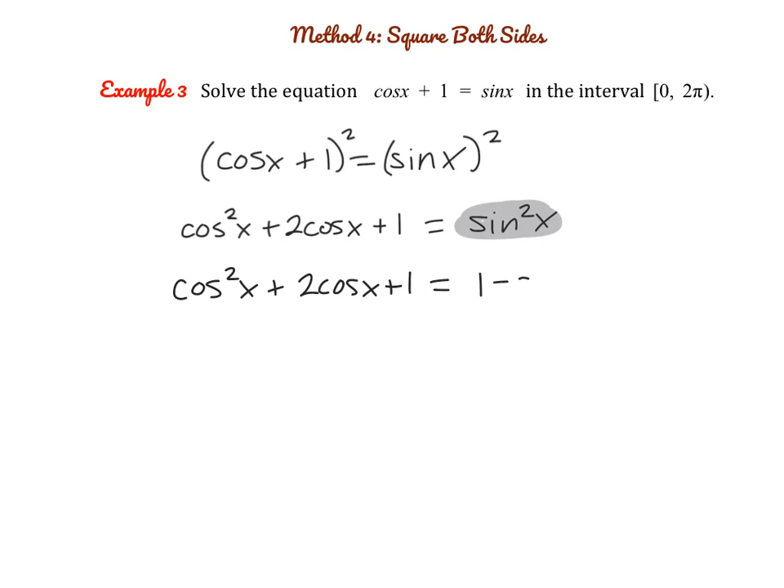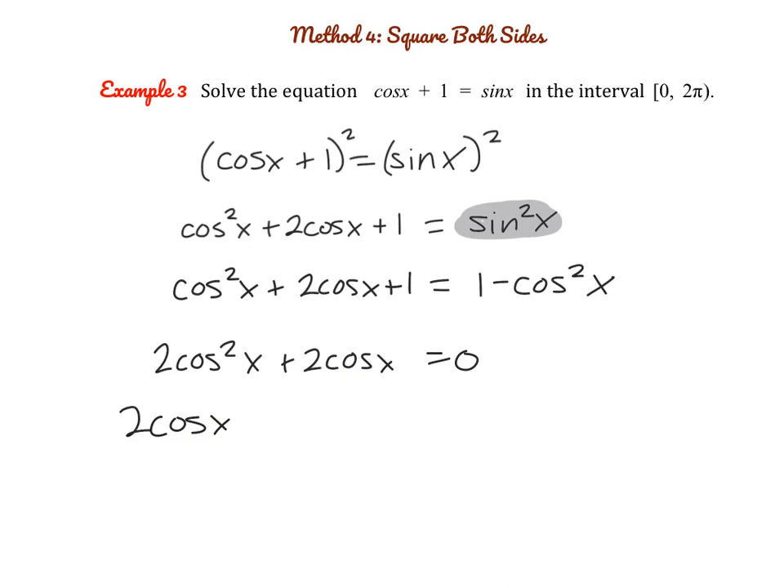So it becomes 1 minus cosine squared of x. And now it looks like something I can factor, so I'm going to set my equation equal to 0. And then this actually cancels out, so I have equals 0. And you can see from here we have a GCF of cosine of x. So cosine of x, of 2 cosine of x actually. And then this leaves us with cosine of x plus 1 equals 0.